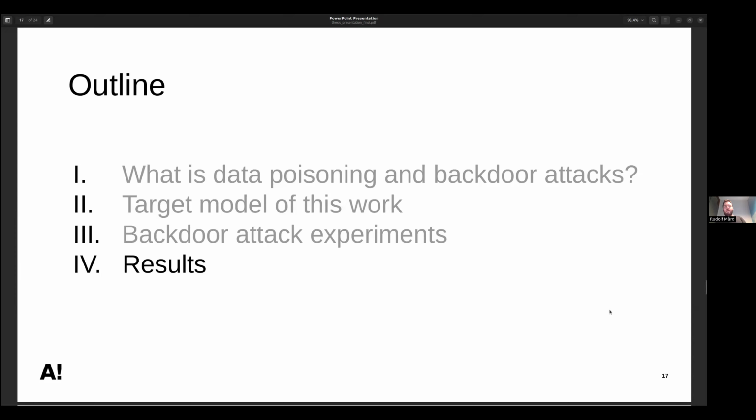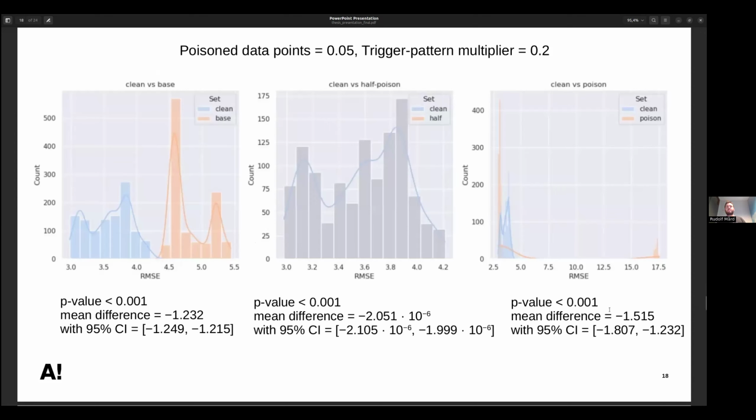And yeah, I will present you the results. So these are the results of the first experiment, where we poisoned 5% of the data points in training data set and selected the trigger pattern multiplier to be 0.2.